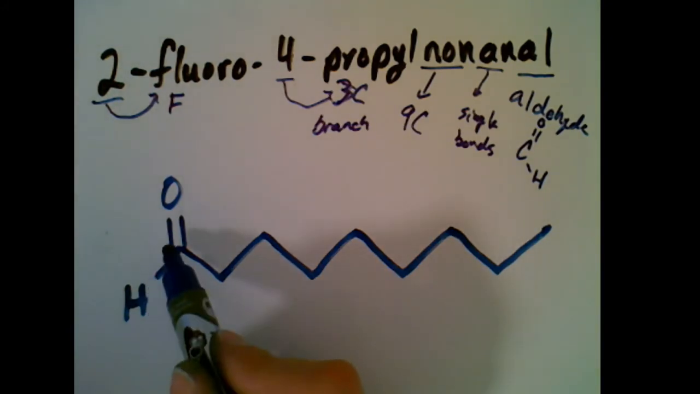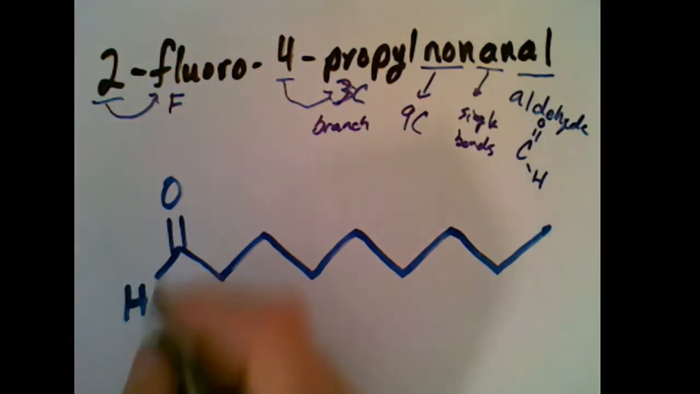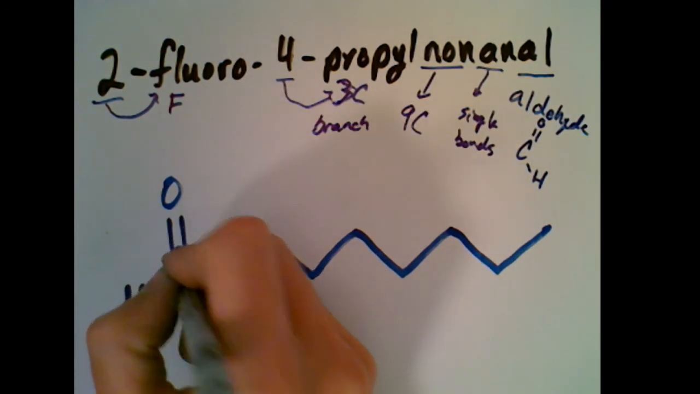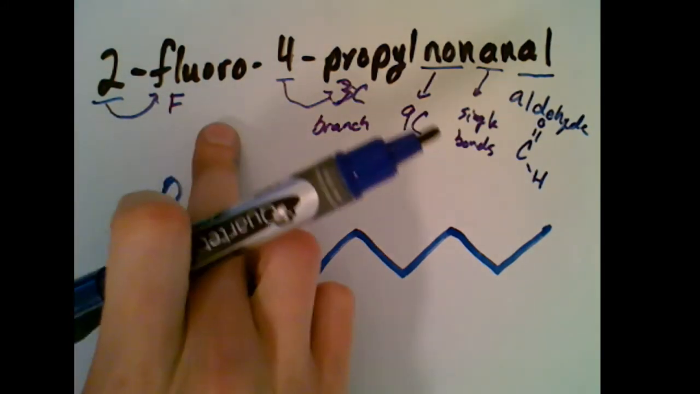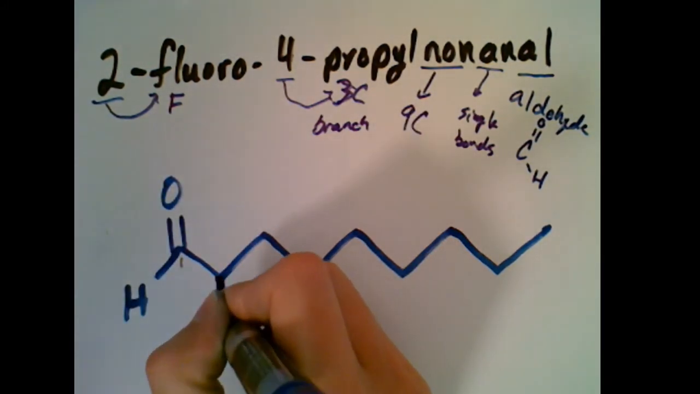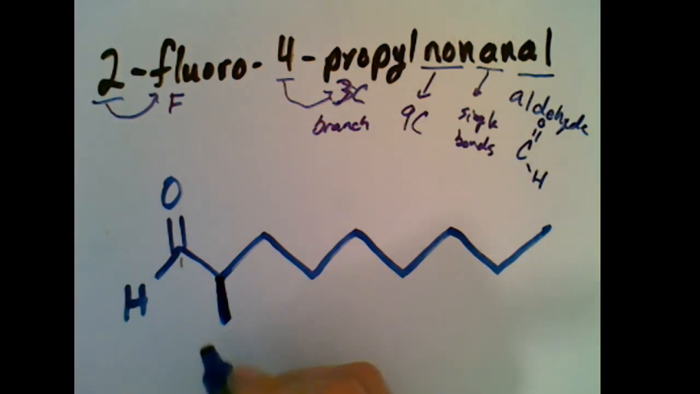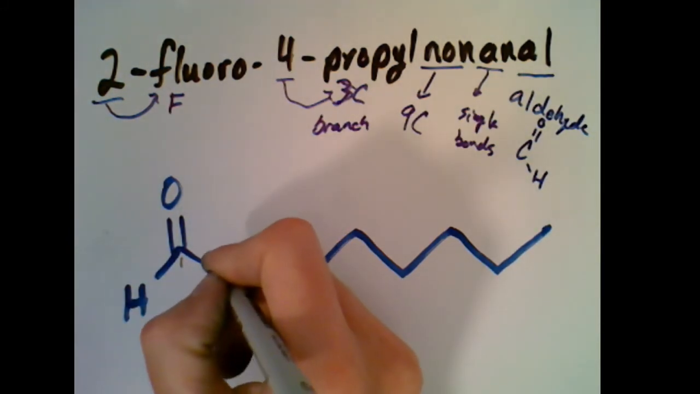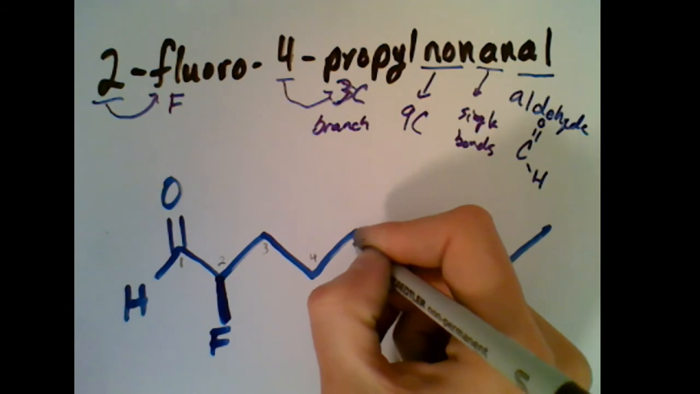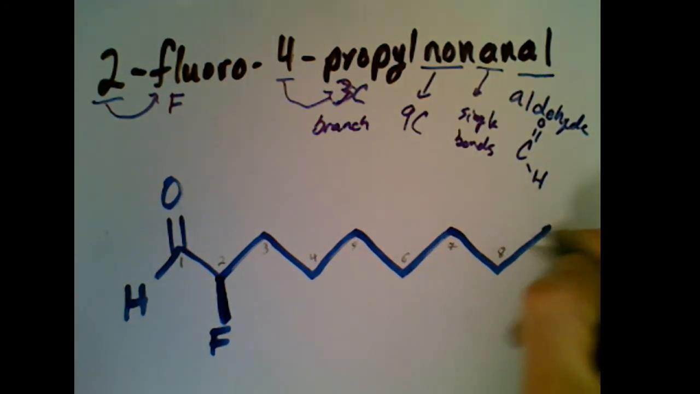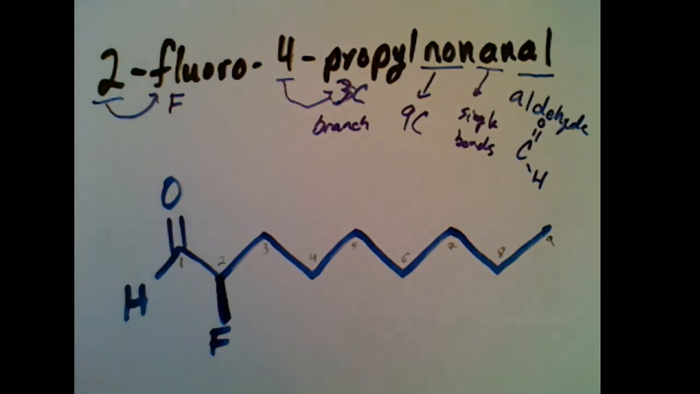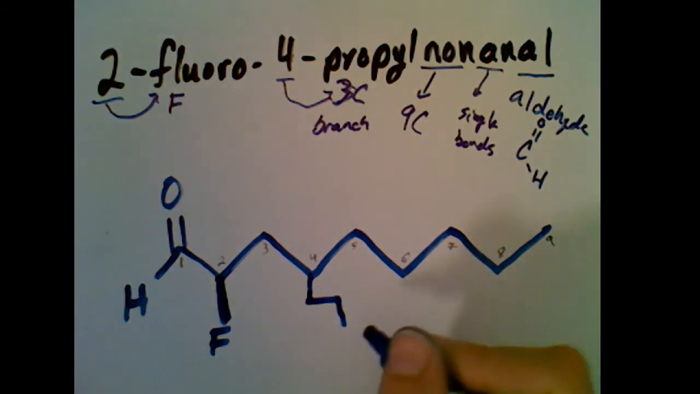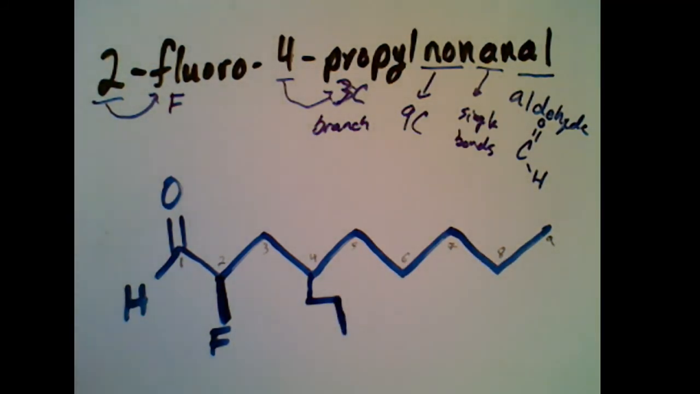But now on our 2nd carbon, so remember we had carbon number 1, because this is an aldehyde, and aldehydes automatically get the lowest number. On carbon number 2, we have our fluorine. So carbon number 2 has a fluorine attached. And then that's carbon number 2, carbon number 3, carbon number 4, 5, 6, 7, 8, and then 9. On carbon 4, we're going to have a propyl. So 1, 2, 3 carbons. It's like a little Harry Potter lightning scar there.